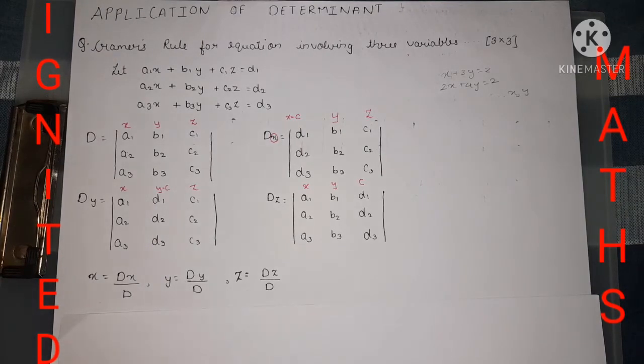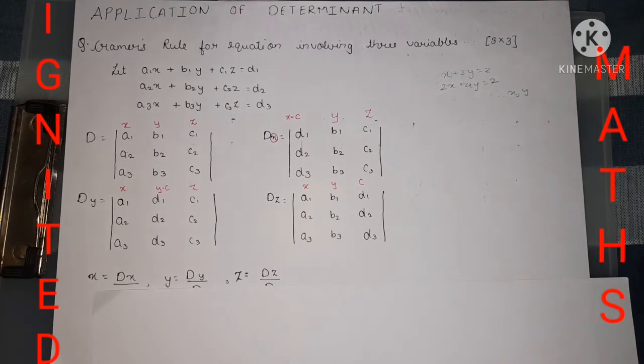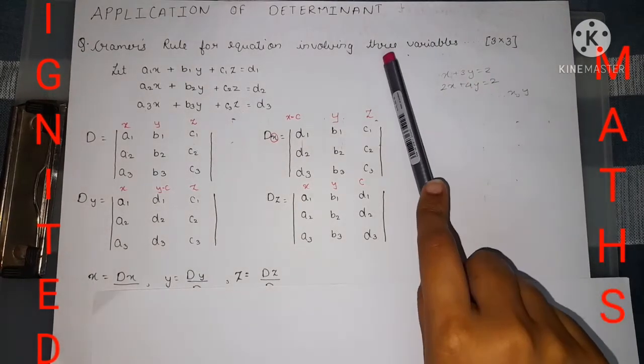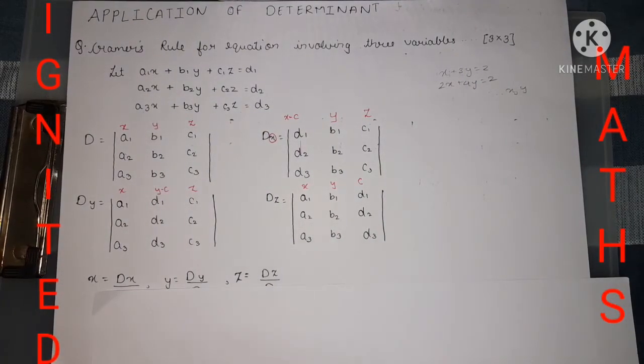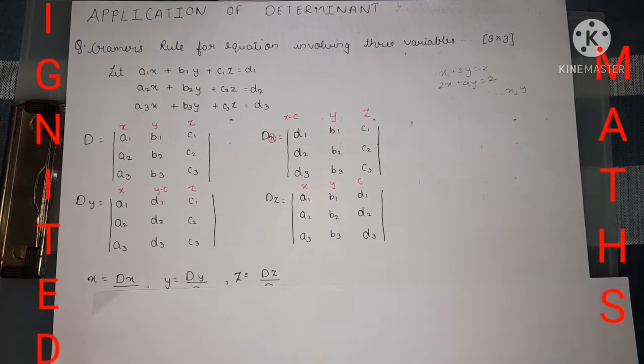upon d. Now if there are any queries about it, I am going to solve one example for a 3 cross 3 determinant with 3 variables by Cramer's rule. One example I am going to do so that all the questions may be clarified. So let's start.